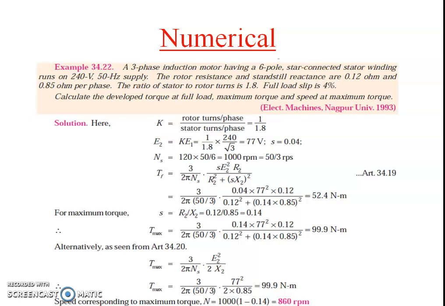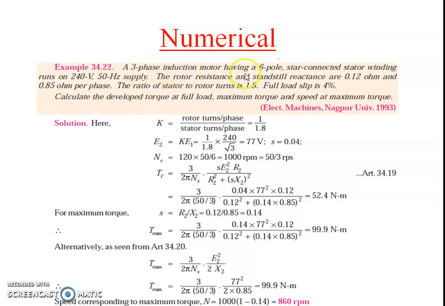Such type of example is rarely asked. I am purposefully introducing this example because here they have given the ratio of stator to rotor turns. If the paper setter is different, or has more experience, then they may ask such an example, which is simple. There is no complication, but you have to use different formulas to get the answers. So just read the example carefully.